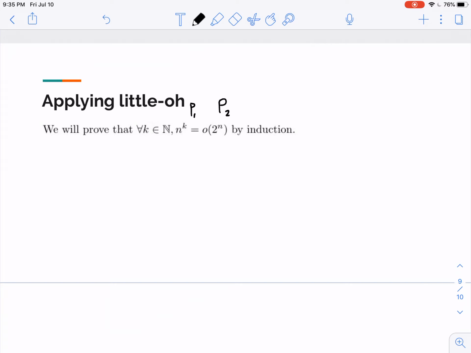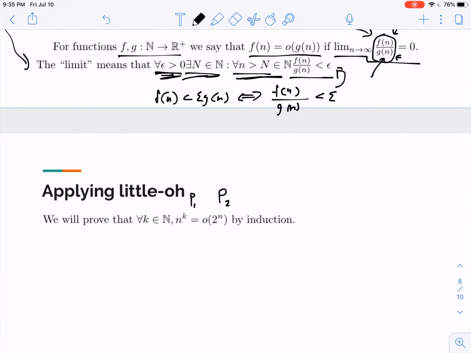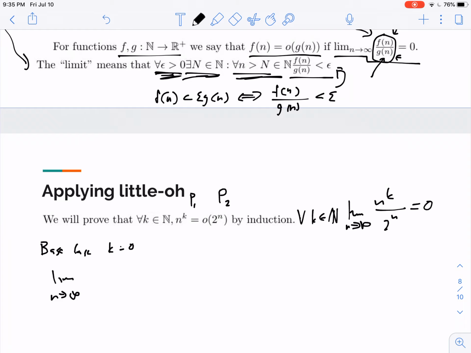Great, so we'll prove this by induction and we'll use our limit definition. In other words, we're going to prove that for any k in the natural numbers, the limit as n goes to infinity of n to the k over 2 to the n equals 0. Okay, so let's do the base case. The base case is k equals 0, so we're considering the limit as n goes to infinity of 1, because n to the 0 is just 1, over 2 to the n. And we will just prove this with the definition.